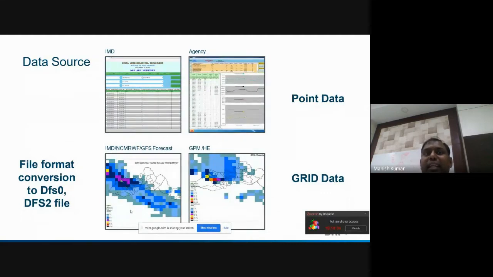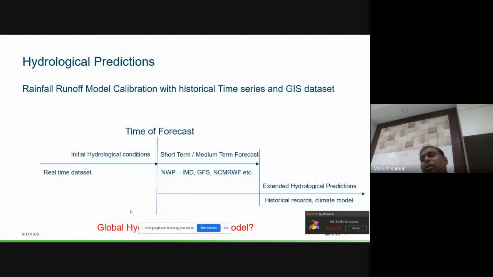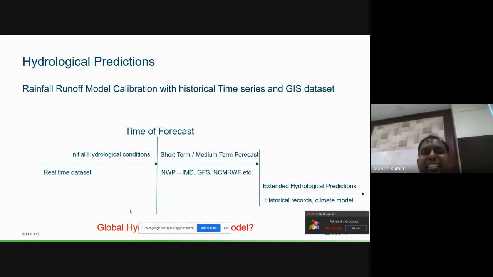Data source, like I said, it could be point data, it could be raster data. Now, if I talk about the modeling system, the rainfall runoff model, what it does is, till the time of forecast, when you have real-time data, it sets the initial condition of the catchment. Initial condition of the catchment means the moisture condition of the catchment.